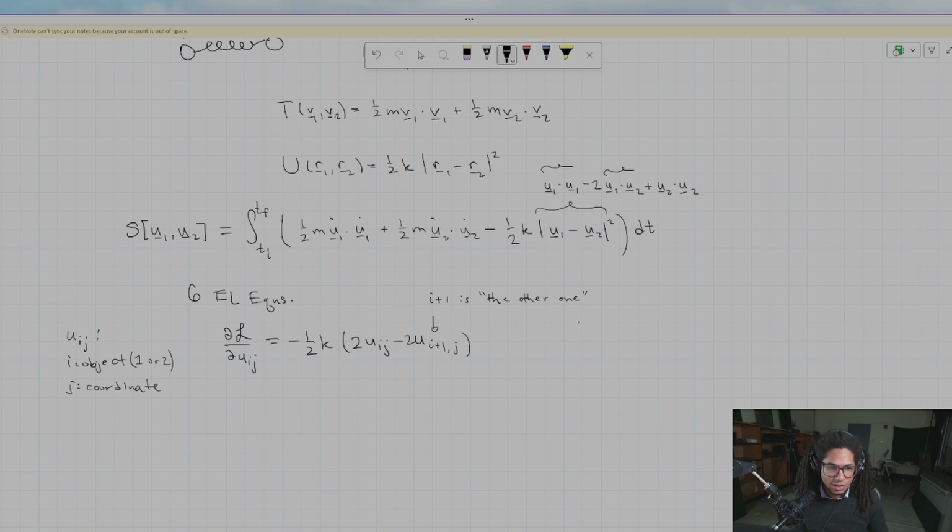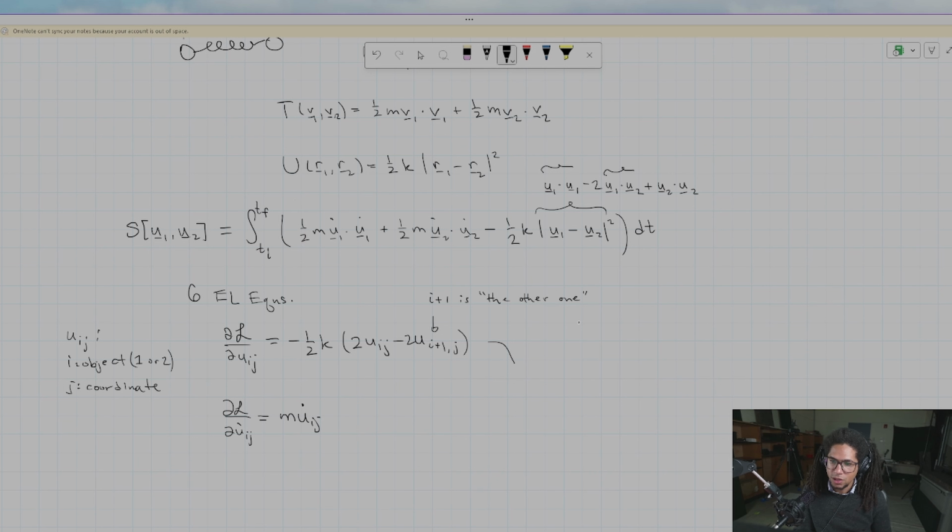I could say it's understood mod 2 or something like that, but it's just whichever particle is the other one. Good. dL/du_ij dot. Well, just as before, I'm just going to get m times u_ij dot.